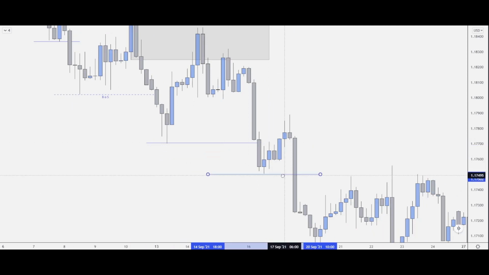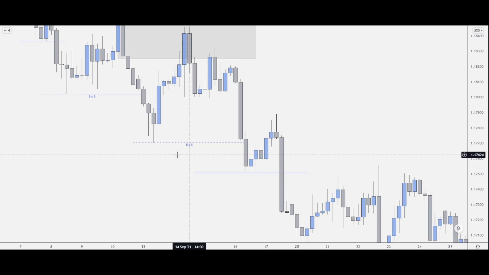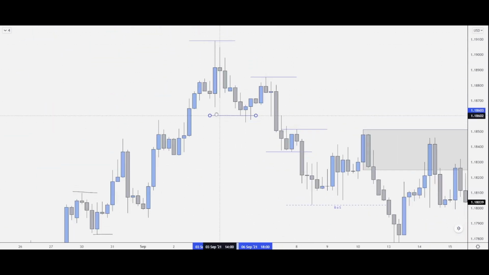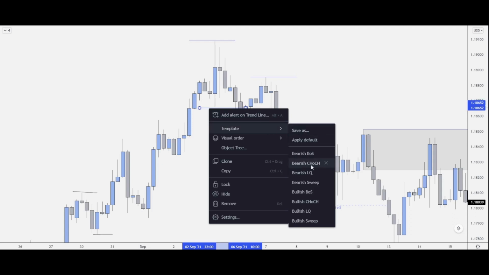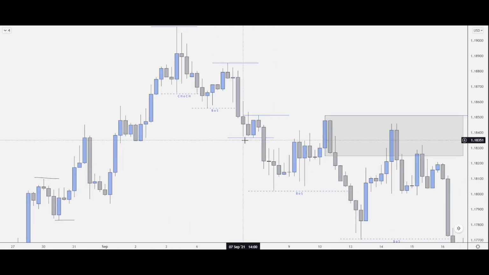As you can see, we broke structure to the downside. You can go ahead and label these once price breaks structure to the downside or upside. For example, if we look back here, this would be our CHoCH, and this here would be our breaker structure.